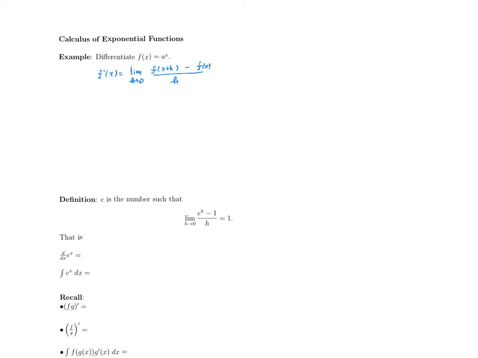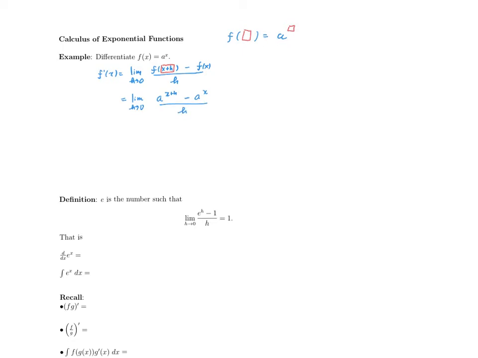And usually the most difficult part is just making sure we get this composition correct. Our function f is defined in such a way that f of something, whatever that something happens to be, is a raised to that something. So f of x plus h is simply a to the quantity x plus h. f of x is a to the x, and we're dividing everything by h.